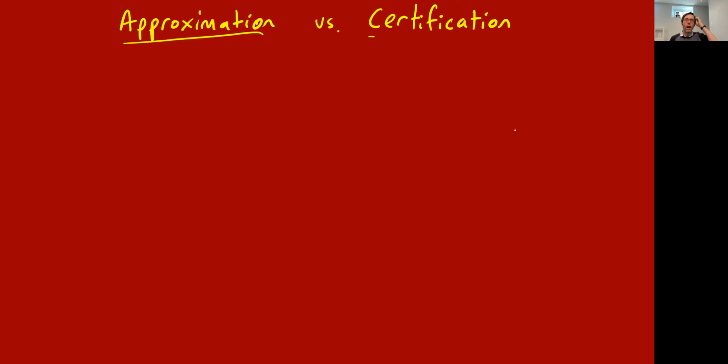Okay, so now in the remainder of the lecture, I want to talk about this kind of confusing point. What is the difference, or what's the deal with approximation versus certification? Because it turns out they're both very important problems in the study of CSPs and algorithms, and they're different problems, but the difference is kind of subtle. So let's talk about this now.